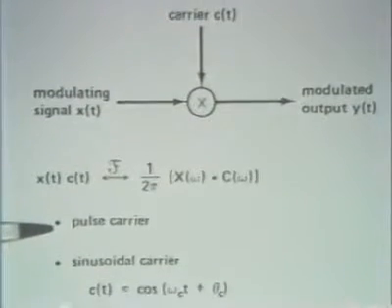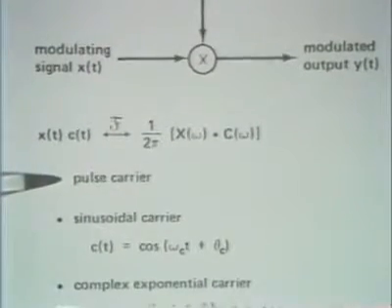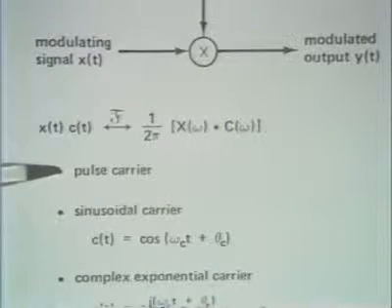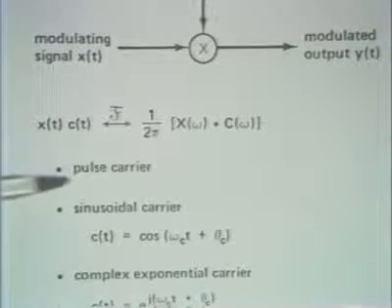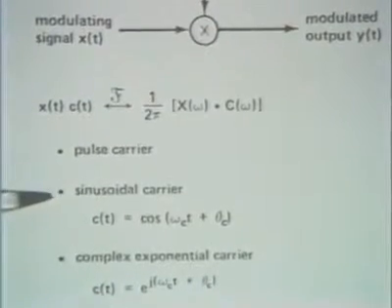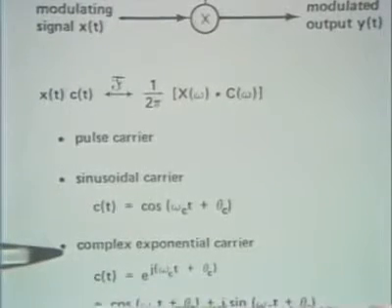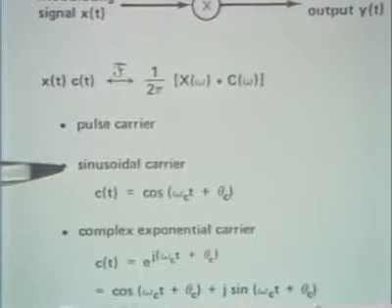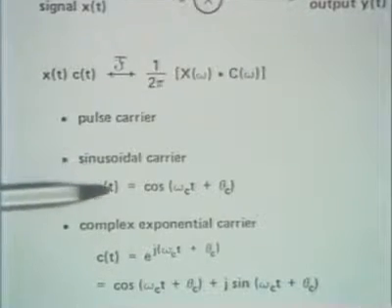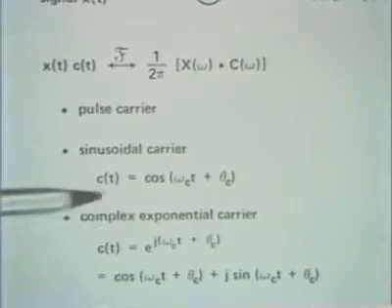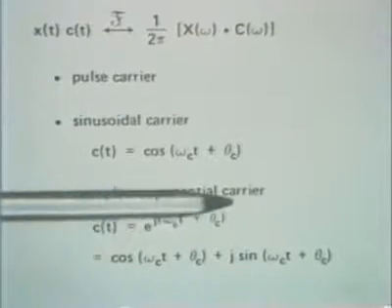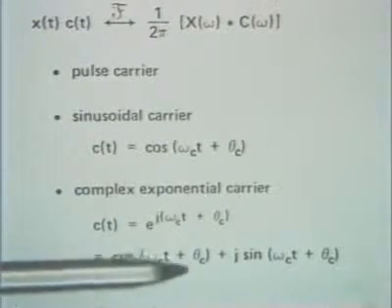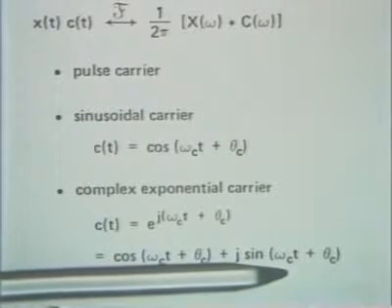One is what's referred to as pulse carriers, and that leads to, among other things, the concept of pulse amplitude modulation. That will be deferred until the next lecture. In today's lecture, what I'll focus on is first the case of a complex exponential carrier, second the case of a sinusoidal carrier. And in fact, the complex exponential carrier and sinusoidal carrier are obviously very closely related, since the complex exponential carrier is in effect two sinusoidal carriers, one for the real part and one for the imaginary part.